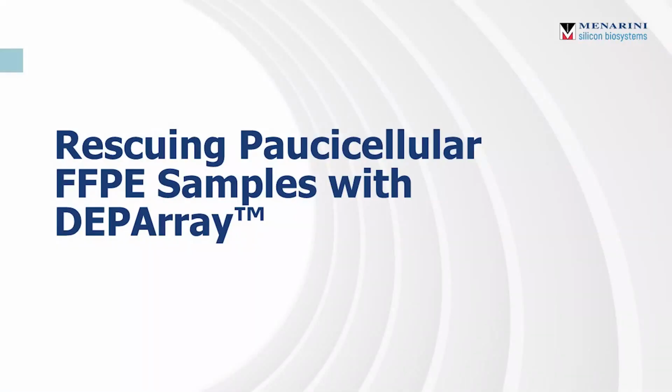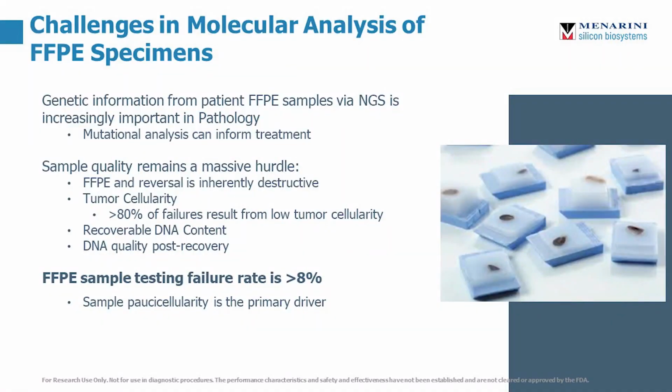So how can we use this powerful technology for cell isolation? Well, one way is to rescue paucicellular FFPE samples utilizing the DEPArray technology. So why is this such a big problem? One of the big key things that is a growing arm of modern molecular pathology is to collect next-generation sequencing data from FFPE prepared specimens from patients. This mutational analysis is critical. It can inform treatment decisions, but it also informs our understanding of cancer.